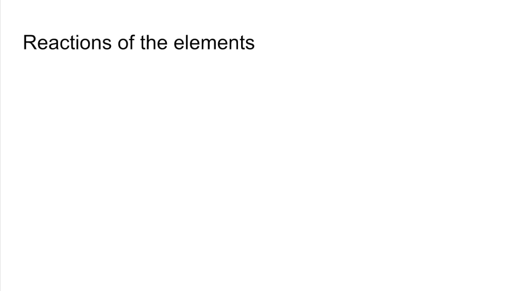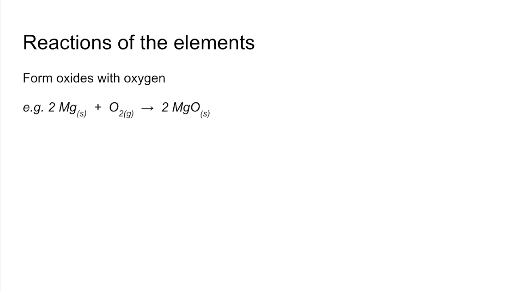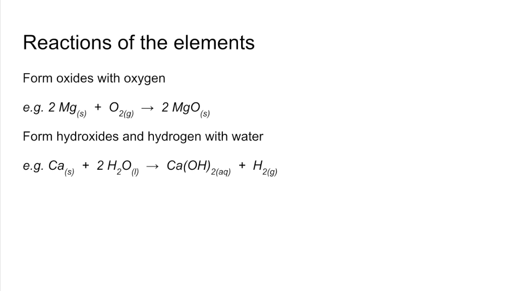Reactions of the elements now. So when they react with oxygen, they form oxides. So there's an example there using magnesium. When they react with water, they form hydroxides and hydrogen. So there's an example with calcium.